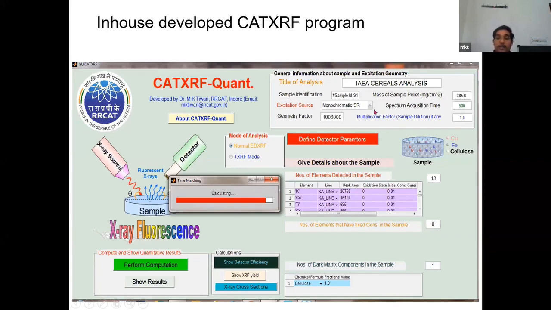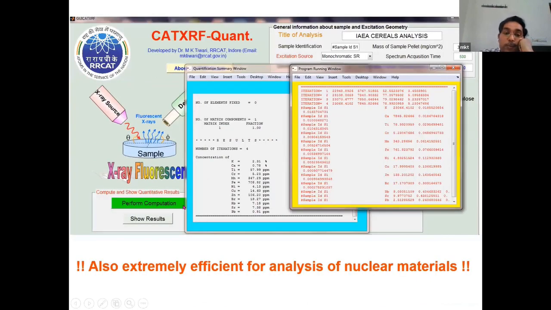Here you can change the energy, whatever energy you want to put. Whatever mode you want to apply, for example, if you do the analysis for EDXRF, click EDXRF. You can also define the detector parameters and custom settings. You can analyze up to 20 elements simultaneously. Finally, when you show the results, a window appears like this, and the concentrations are given in ppm or percent.